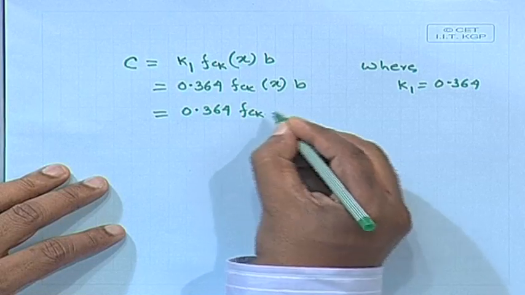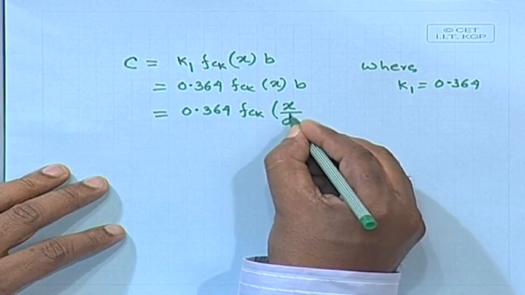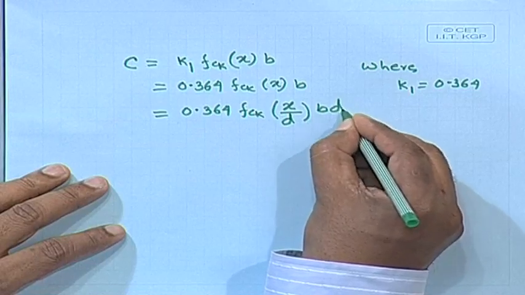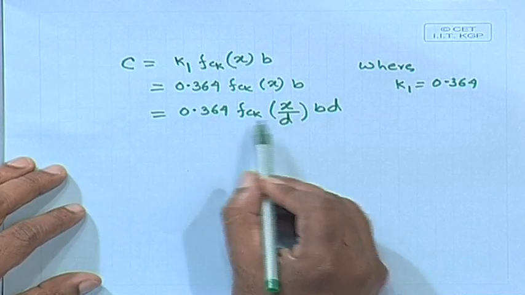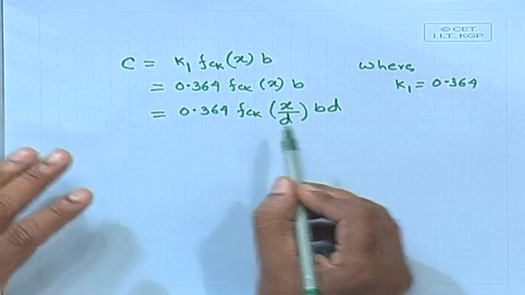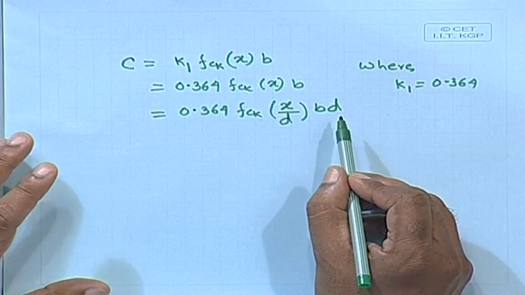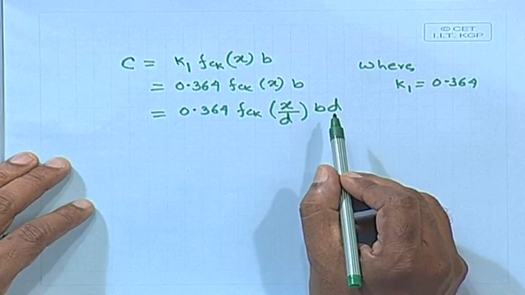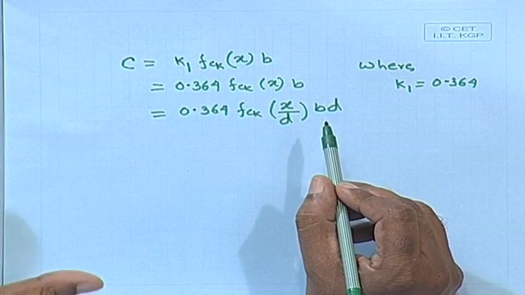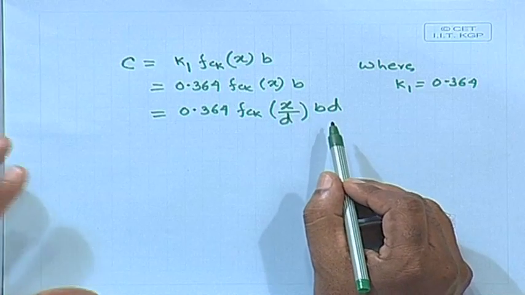We write down the equation in a different form, x by d multiplied by b d. So, 0.364 FCK x by d, this is multiplied by b d, b d is the cross sectional area. Please note we are taking d as the effective depth, not the overall depth. Always we shall take b d whenever we consider, that is the effective depth we shall take. For area of steel or percentage of steel we shall consider AST by BD, B width and D effective depth. Please note we shall always take D effective depth.